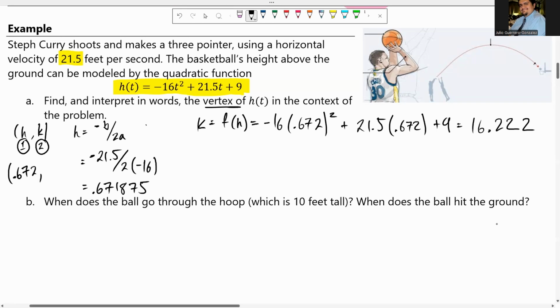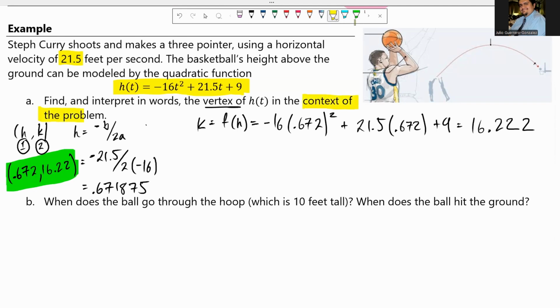0.672, comma, 16.22. This is our numerical answers, right? But the part that we're missing here is this bit right here. Solve in the context of the problem, right? Okay. So to do that, we have to interpret these.